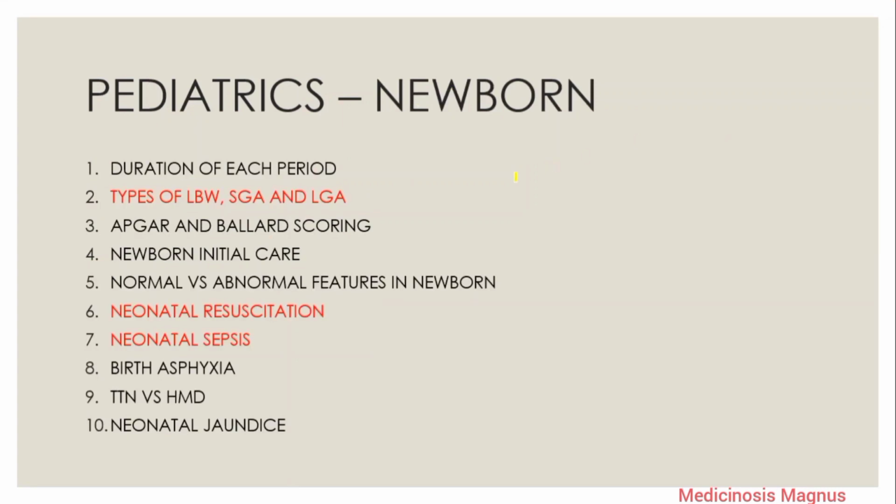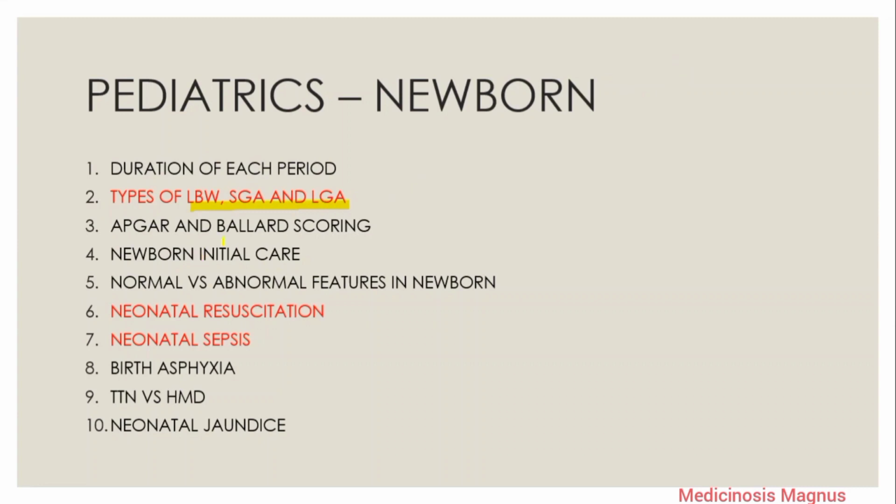In newborn, the duration of each period, what is the fetal period, neonatal period, infant time, all those things. Then the types of low birth weight, extremely low birth weight, and those things. And small for gestation age, large for gestation age.